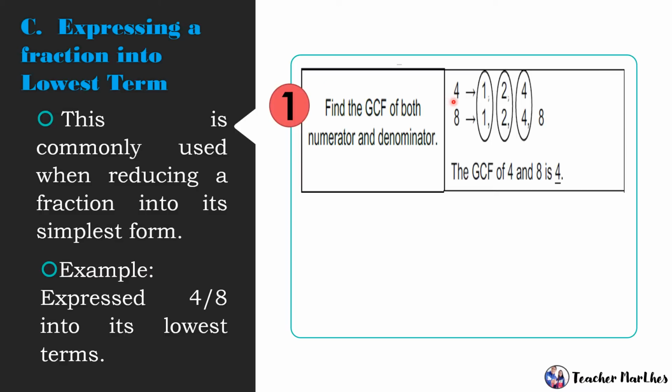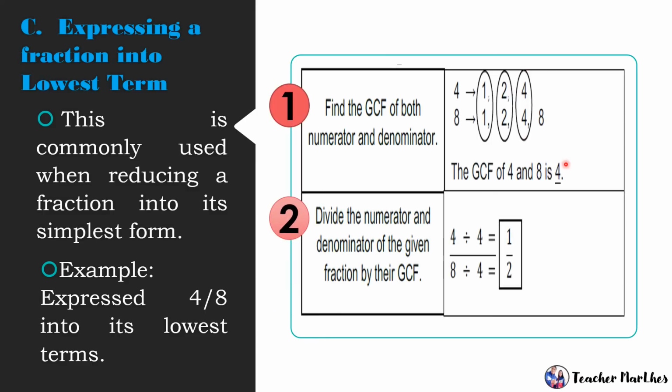So the factors of 4 are 1, 2, and 4. Then the factors of 8 are 1, 2, and 4. So these are the common factors of 4 and 8. We have 1, 2, and 4. Then, the GCF of 4 and 8 is 4 kasi po siya yung pinakamalaki. So, ang kukunin nating GCF ay 4.